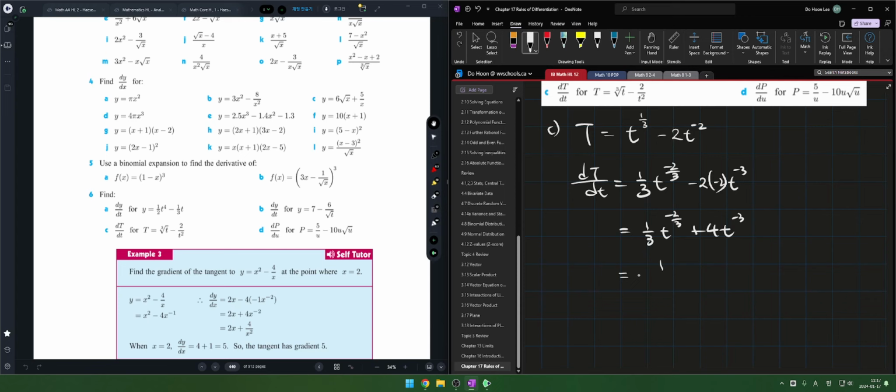I can rewrite this as 1 over 3 times, negative goes down to the bottom, the cube root of t squared. What a weird one. Plus 4 over t to the power of 3. I'll give you a bit more time to do part D.